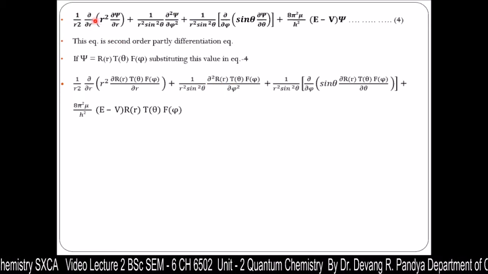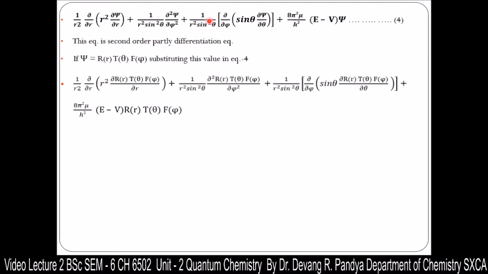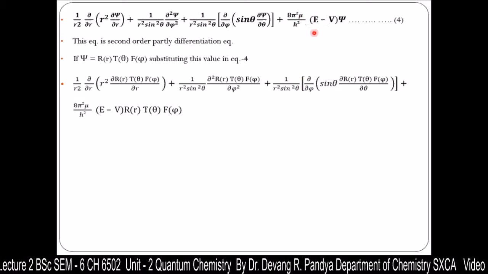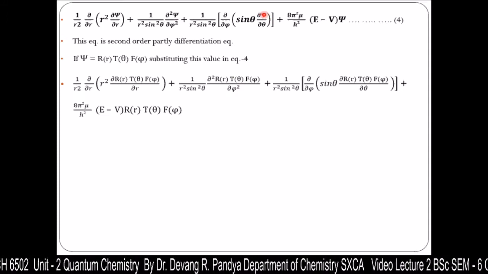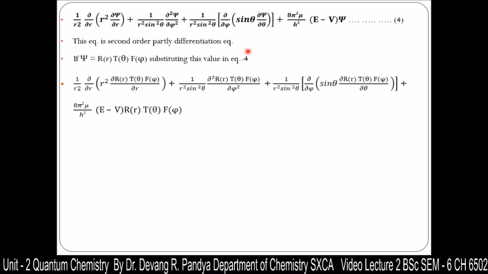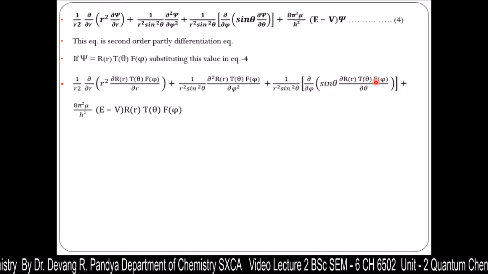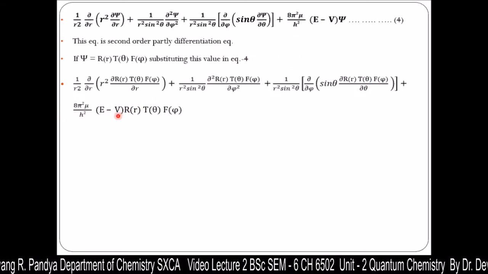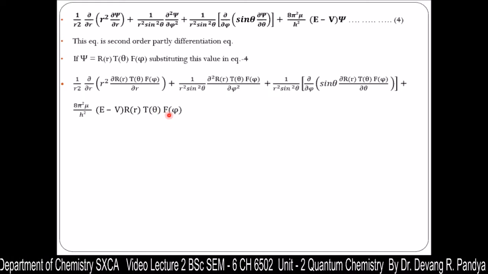This is going to be the first part of the equation, this is going to be the second part of the equation, and this is going to be the third part of the equation. This will remain common to all three parts. So when you substitute the value of psi over here, you get this second part. Here when you substitute the value of psi, you get the third part, where 1 upon r square sine theta into d by d theta of sine theta, and instead of psi you can put R Theta Phi, d theta. Then 8 pi square mu upon h square, E minus V. Now instead of psi, I can write R Theta Phi.